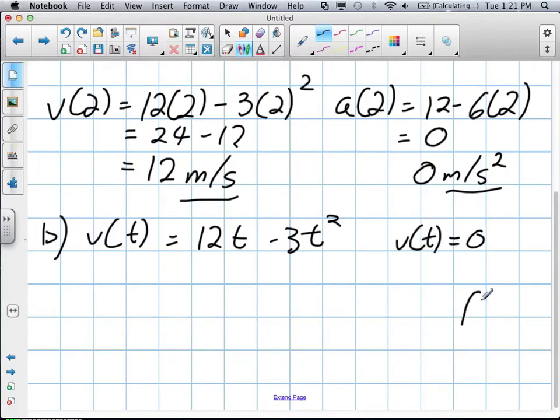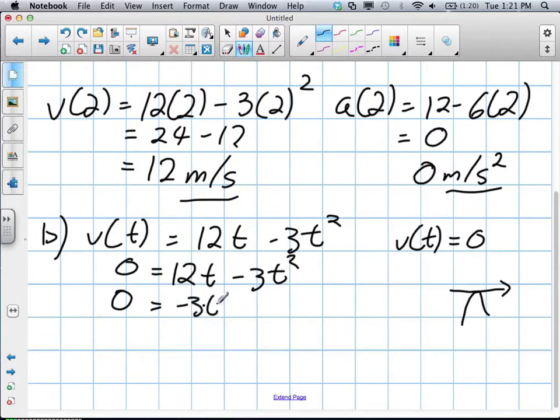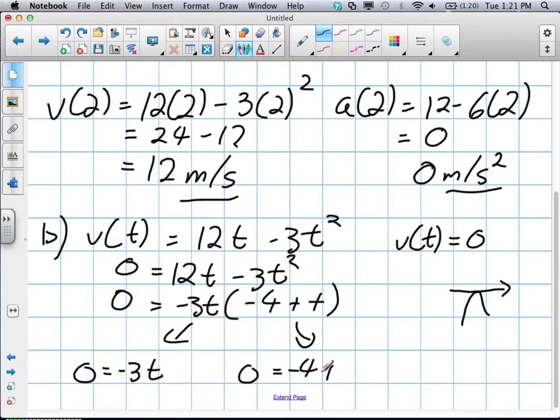That's when if we have some slope, this is our horizontal tangent line. So we set velocity equal to 0, and we solve for the times when this could be at rest. So we take out a common factor of, we can actually make it negative 3t if we like, negative 3t. And we're going to get negative 4 plus t. So when we go to solve that, 0 is equal to negative 3t, 0 is equal to negative 4 plus t.